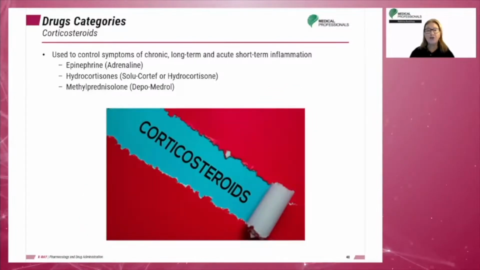Corticosteroids are used to control symptoms of chronic, long-term, and acute short-term inflammations. Examples are epinephrine or adrenaline, or hydrocortisone, or Solu-Cortef. Methylprednisolone, such as Depo-Medrol, is a corticosteroid that acts as an anti-inflammatory agent and can be injected directly into the joint or bursa.